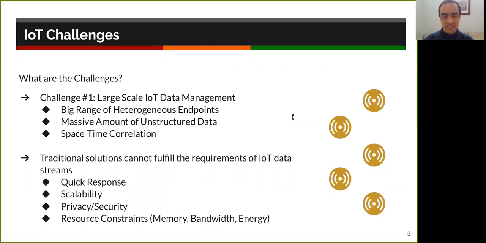So, what are these challenges? First, we have challenges related to large-scale IoT data management. IoT data is usually constituted of a big range of heterogeneous endpoints that both produce and consume a massive amount of unstructured data. There's usually no standard structure among different devices. These devices are usually geographically distributed, which makes space and time correlations particularly relevant.